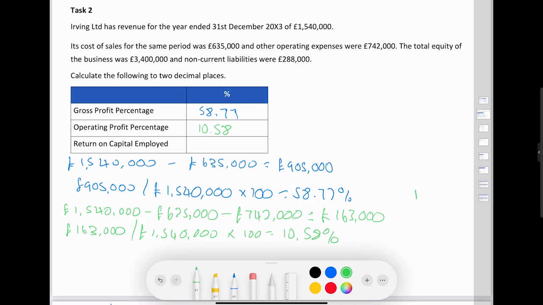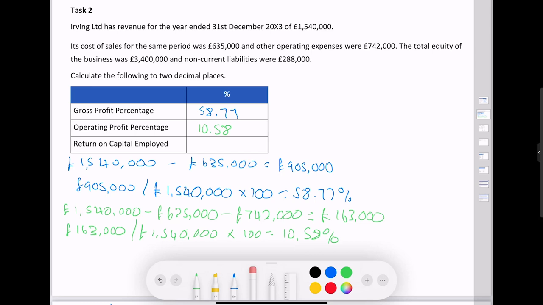Excellent. Right. Now, the next one is our return on capital employed. Okay, change color again so you see what we're doing. And to get this, we should know again from going over it in task one that the formula should be our operating profit over our capital employed, with our capital employed being the total equity plus our non-current liabilities. So we know what our operating profit is because we've just calculated that.